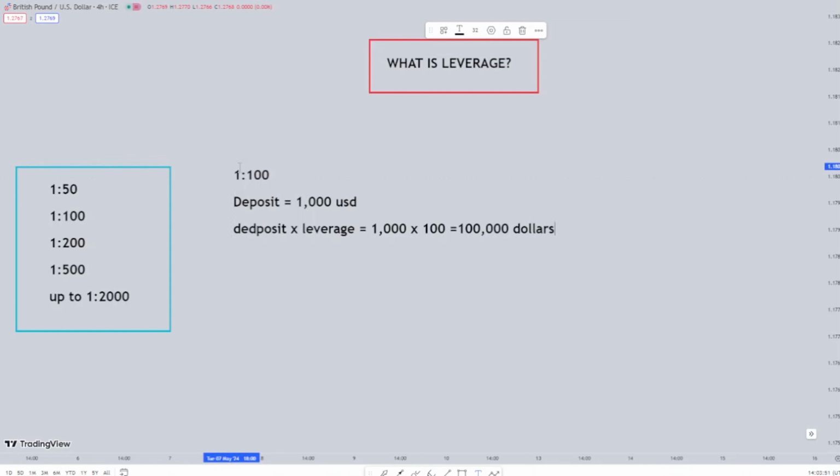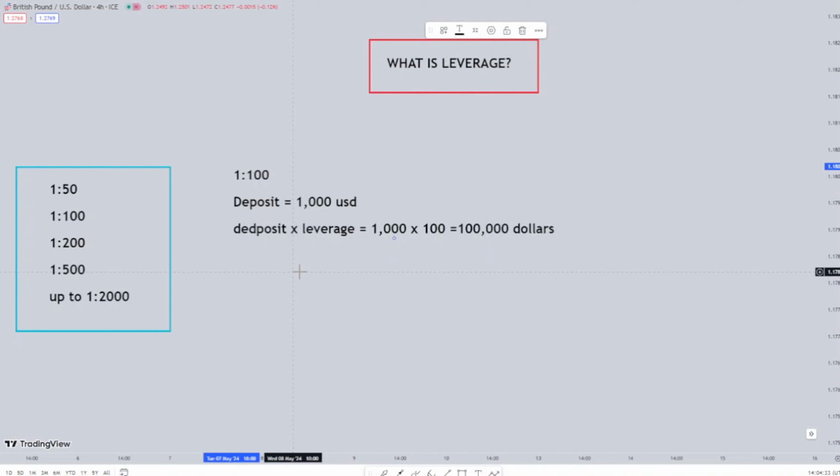Okay. So using a leverage of 1:100 with a deposit of $1,000 gives you access to $100,000. But I want you to note that this borrowed money, this $100,000 that your broker has given you access to, won't be displayed in your account balance. What will be displayed in your account balance is this $1,000 you funded. But on the back end, you can buy currency pairs of up to $100,000. I hope this is clear.